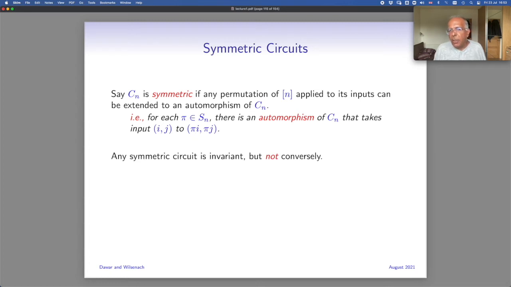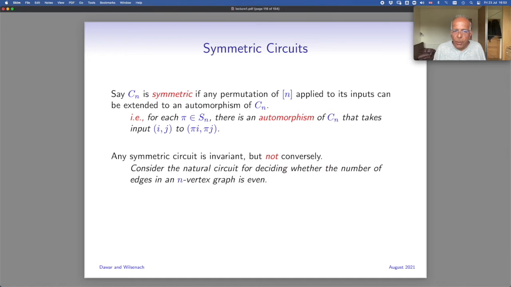If you have a symmetric circuit, then it is necessarily invariant. You're just imposing this by the structure of the circuit. But the converse is not true. Consider the natural circuit for deciding whether the number of edges in an n-vertex graph is even.